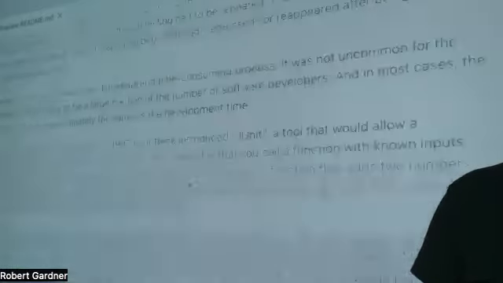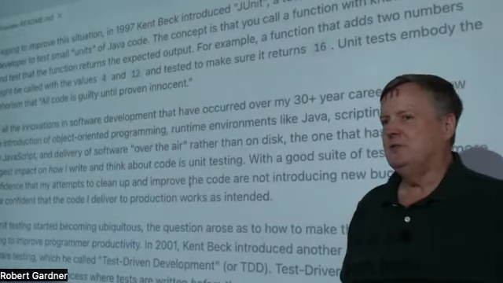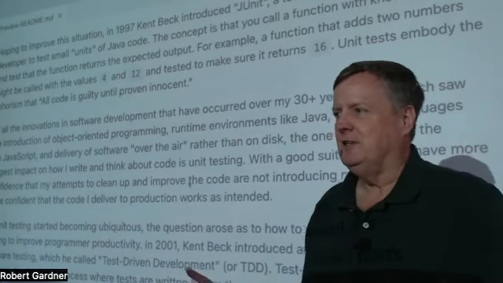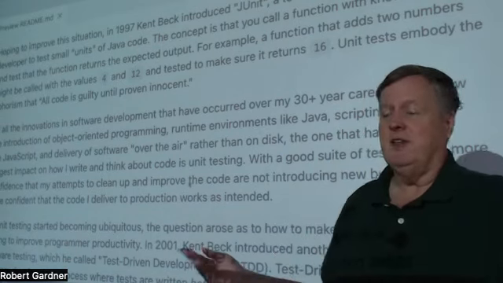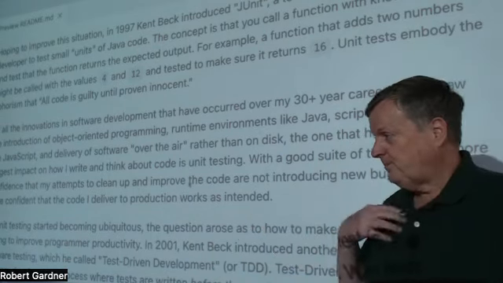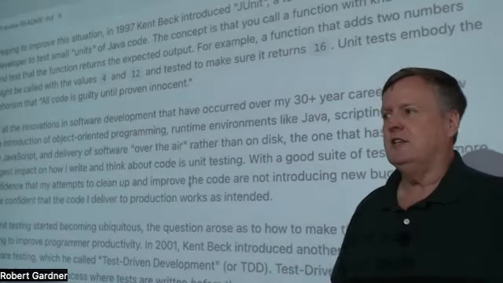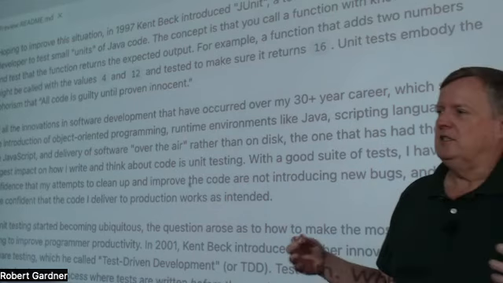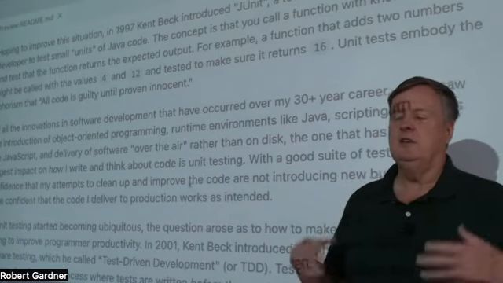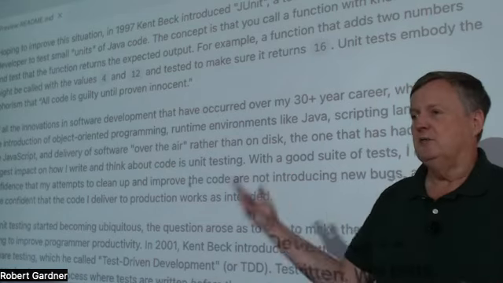So in 1997, a guy named Kent Beck was trying to figure out how to deal with this, and he introduced unit testing. He did it first with a program called JUnit, where J stood for Java, so it was Java unit testing. It was a unit testing framework, much like what we were using for Jest. Not nearly as nice, but it worked. And so it would do this unit testing.